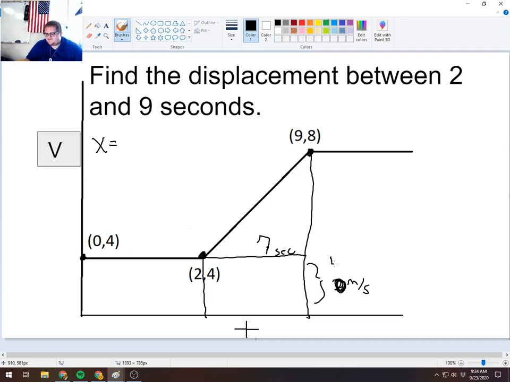Again, very human to make mistakes. Just hopefully you recognize when you make a mistake. 4 meters per second is the height here. That's my fault. Okay, because this is the y coordinate. It goes from 0 to 4.